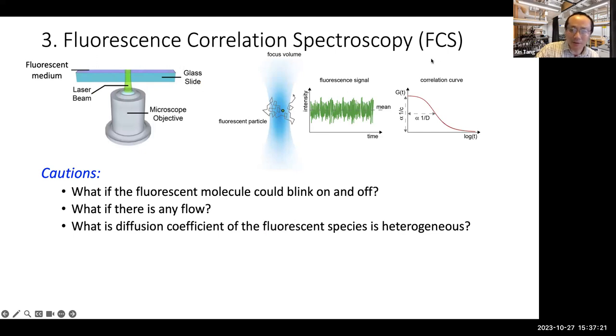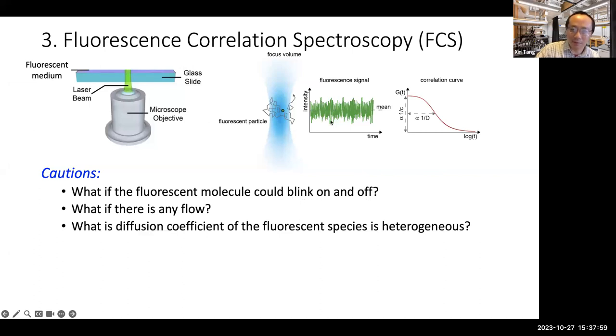Now, in practice, there are also some other factors we need to consider. You need to make sure that those factors and cautions are really taken into account so that you can interpret those data correctly, okay? First one is, what if the molecules we are studying do not emit light constantly? What if they are blinking, like a star in the sky, right? They can blink on and off. So sometimes they are on, sometimes off.